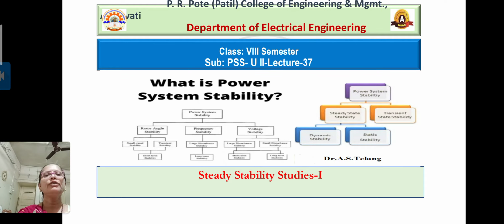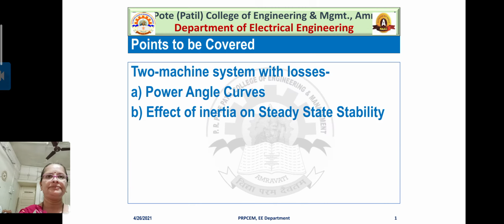Welcome for another session of power system stability, where we have started steady state stability studies. Today we are going to discuss theoretical points related to the two machine system with losses, especially power angle curves and the effect of inertia on steady state stability.